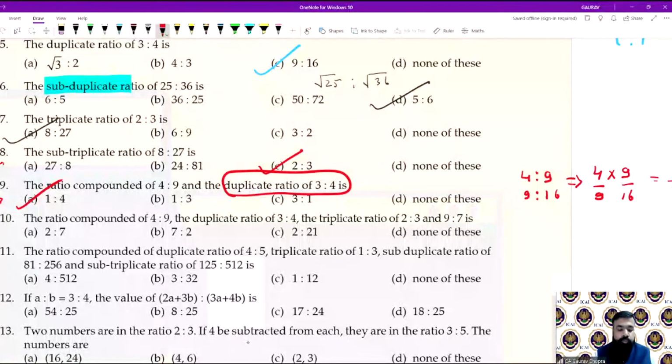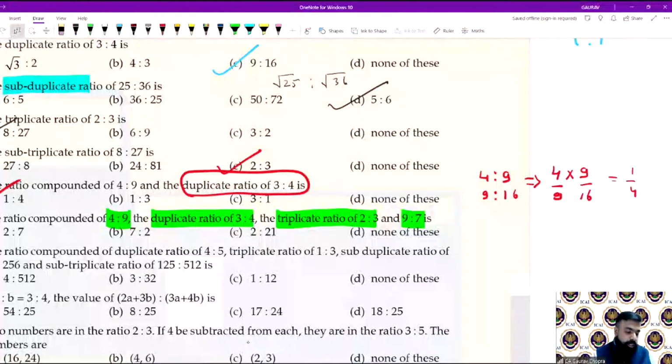Then the 10th one, the ratio compounded of. Now this time everybody has to answer. Question number 10: ratio compounded of 4:9, duplicate of 3:4, and triplicate of 2:3, and 9:7. So it is triplicate of 2:3 and the last one is 9:7. These are the four ratios, and we have to compound using them.